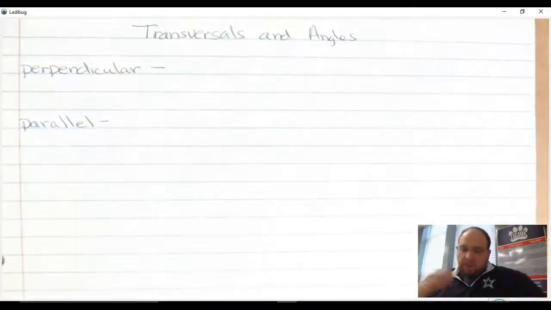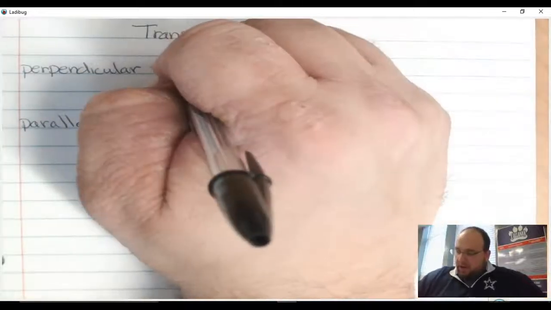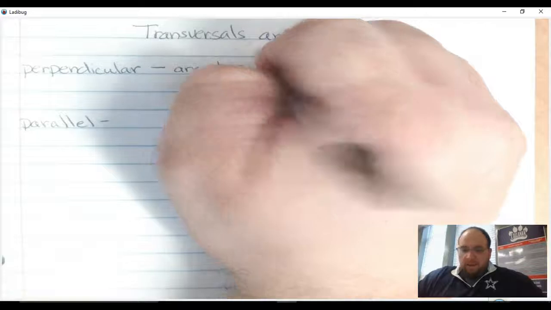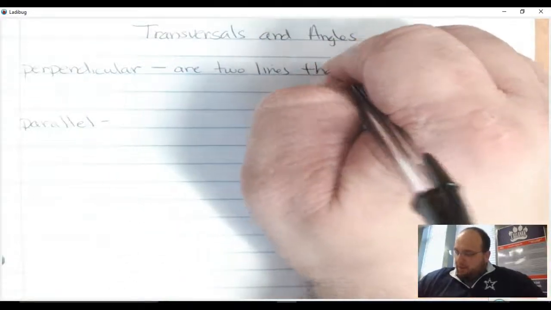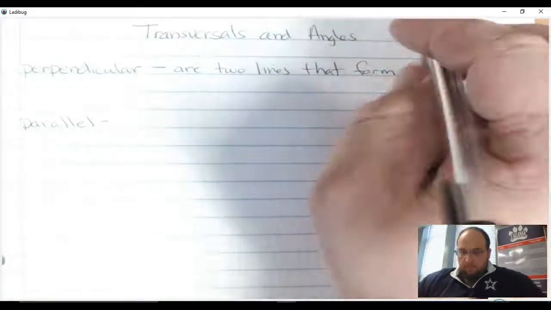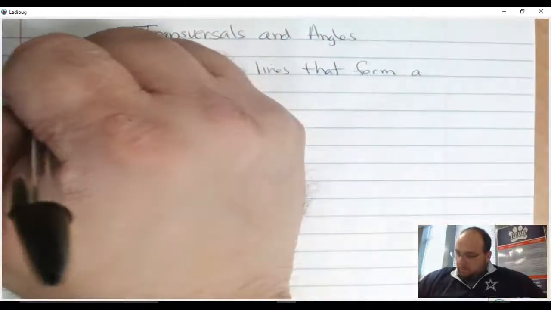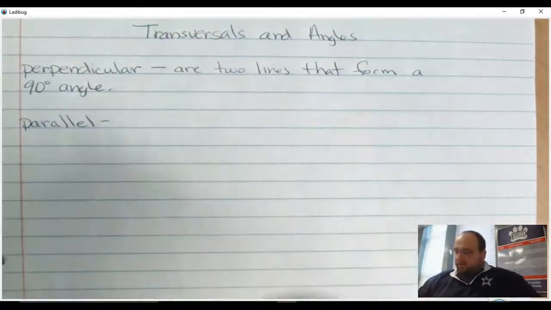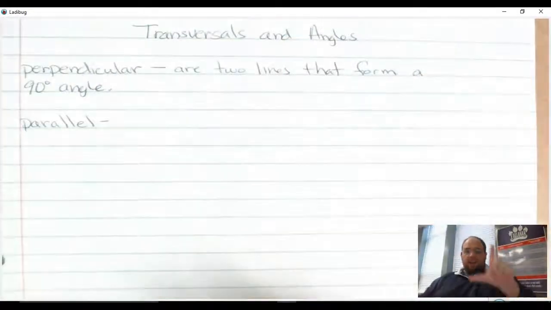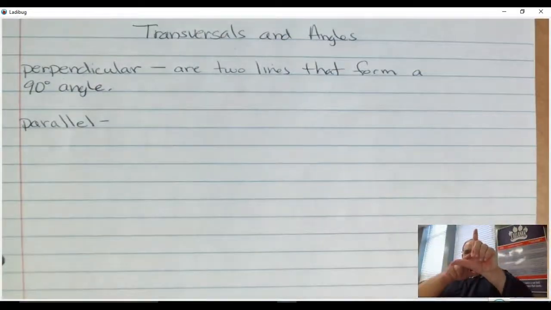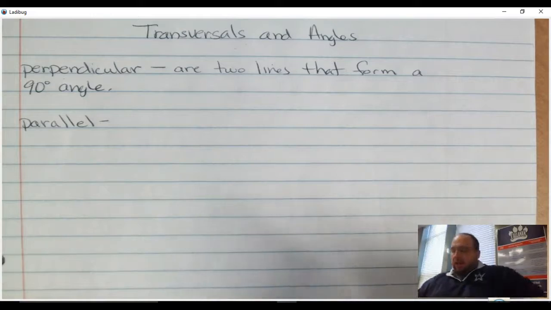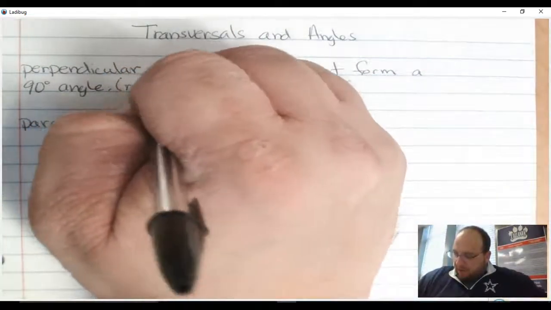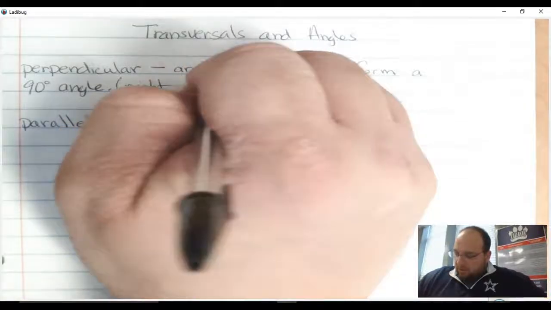And what we need to remember about perpendicular is basically two lines that form a 90-degree angle. If you need a visual of a 90-degree angle, again, you can use an L. That would be this part right here, a 90-degree angle. You also might hear it referred to as a right angle. A right angle is equal to 90 degrees.